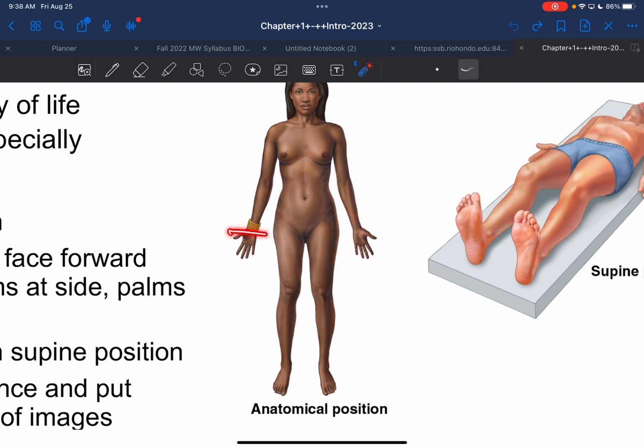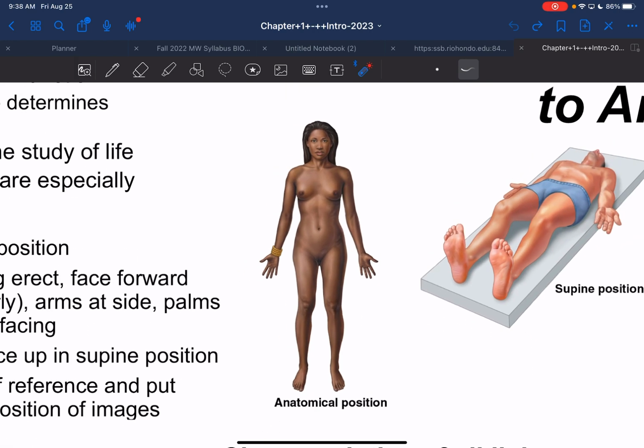Because technically you can flip your hands over and they could be facing the other direction. So when palms are facing forward, that's already setting you up in anatomical position. The feet are facing forward, and it's as simple as that, anatomical position. When we are all referencing a body or trying to talk about the body mentally and we don't have a body in front of us, we always have that anatomical position in reference.